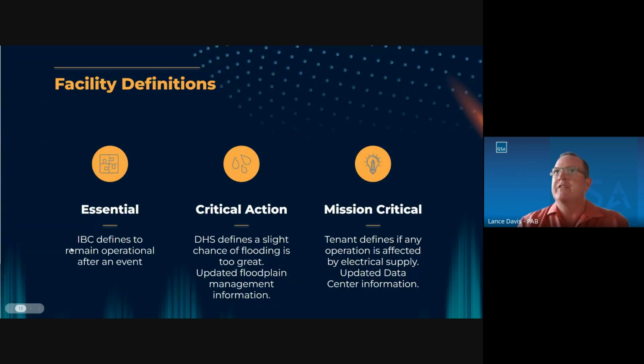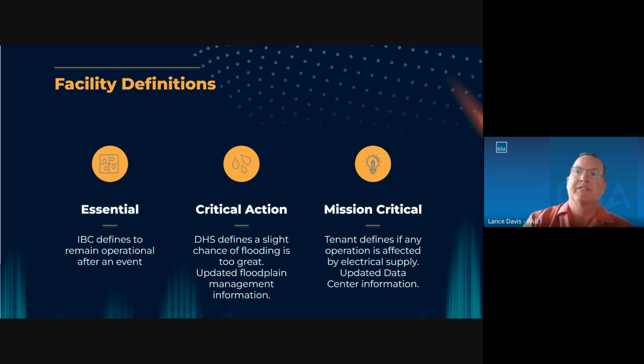Next item, we did some cleaning up of some definitions and added some extra requirements here. And so in P100, we have facility definitions in chapter 1, and there are three that are listed. An essential facility, which is defined by the International Building Code as a building that needs to remain operational after an event. That could be a hurricane, that could be a tornado, that could be a flood, that could be a power outage, whatever.